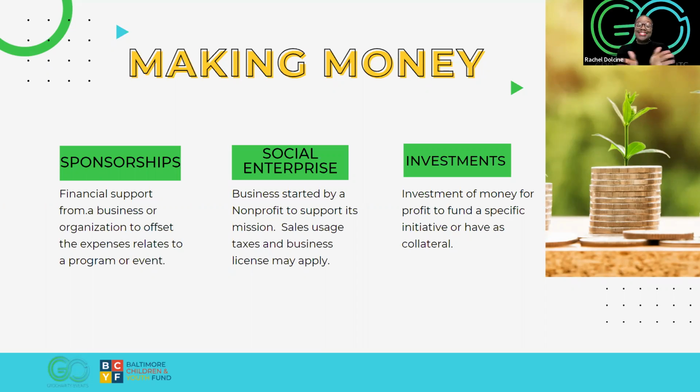Social enterprise, yes, one of my favorites. Starting a business that supports the nonprofit. Now, in some instances, you may still have sales usage taxes and you may have a business license, but starting a business, there are nonprofits that start rental. They have rental properties, and I know that goes into investment, but they may have an Airbnb. They may have a coffee shop, a laundromat. They may have, let's say, rental properties already, where you not just maybe rent commercial space, but you may also rent apartments, right?